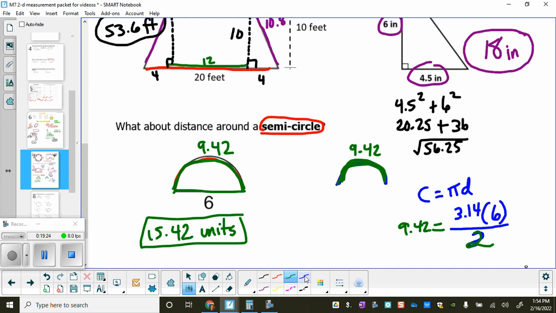So again, circumference in blue would have gone all the way around the circle. But I cut it in half, so it's just the green part. So I've got that part, great. But I can't forget about tracing that. So I've got the 6 that I also need to include. And that is my entire distance around right there, 15.42.